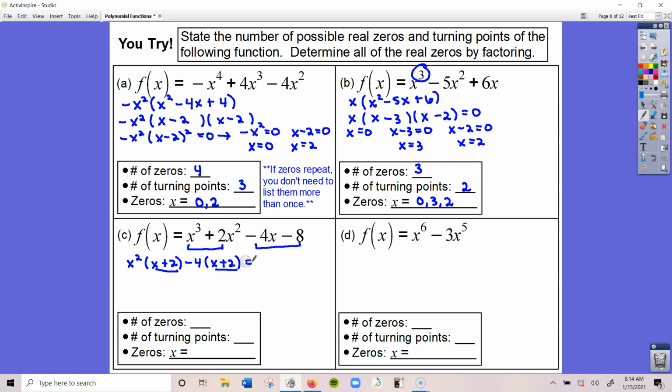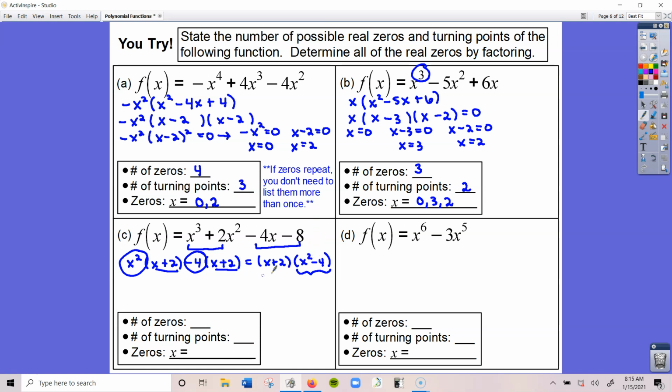So this is equal to x plus 2, and then we have what's left over, which is x squared minus 4. Now look at this term. We have 2 terms. It's a difference. x squared is a perfect square, and 4 is a perfect square. So we can keep factoring this. So you'll need to be able to recognize when you have a difference of squares.